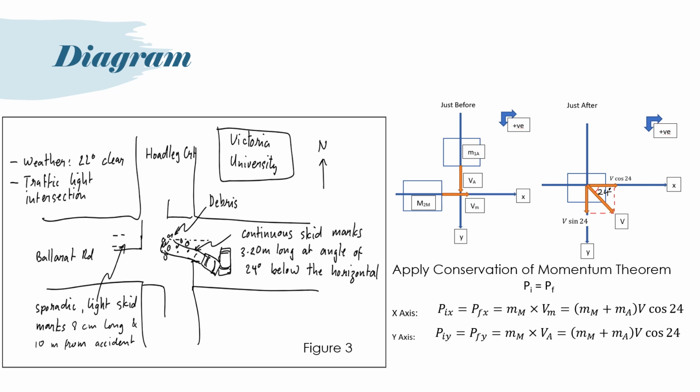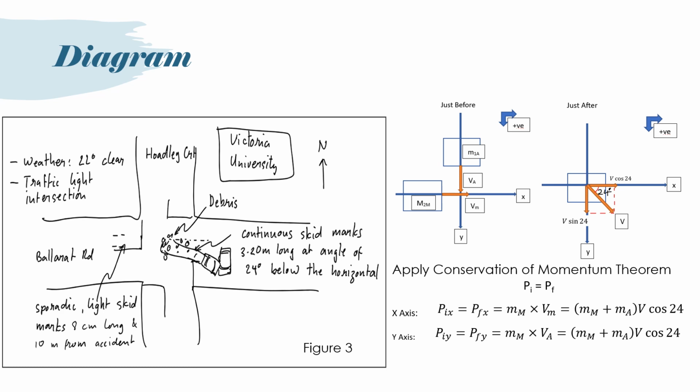X direction: M1 times V1 equals open bracket M1 plus M2 close bracket V times cos theta. M1 represents the mass of the Mitsubishi, times V1, the velocity, which represents the Mitsubishi speed, equals open bracket M1, which is the Mitsubishi, plus the mass of the Audi close bracket. V is the velocity of both cars combined, times cos 24 degrees.